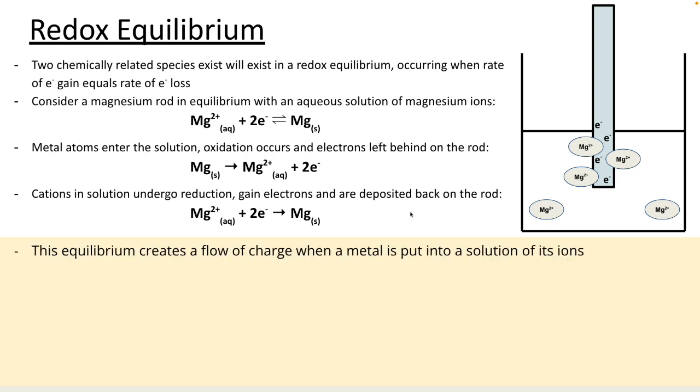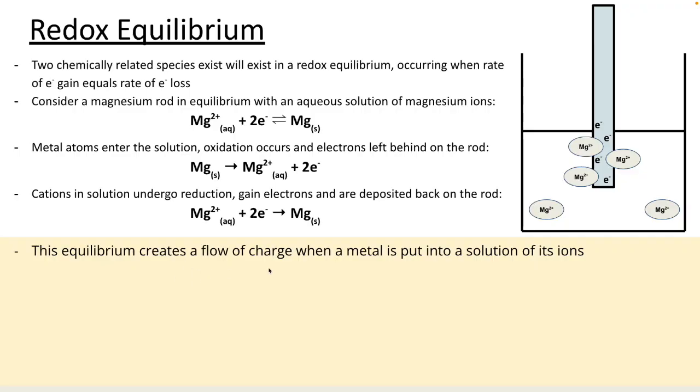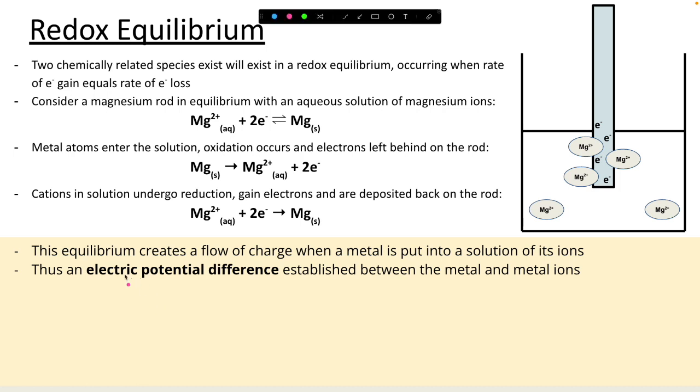This equilibrium creates a flow of charge. We're dealing with charged species. We're dealing with cations moving around. We're dealing with electrons moving around. So popping this into a solution, we have a flow of charge, which creates an electrical potential difference established between the metal and the metal ions.